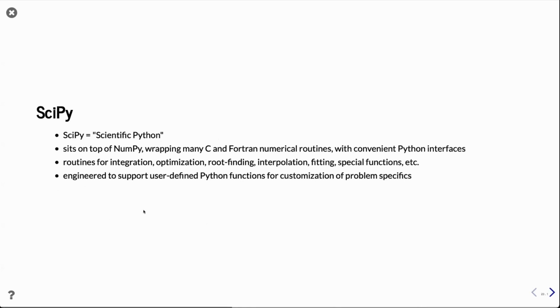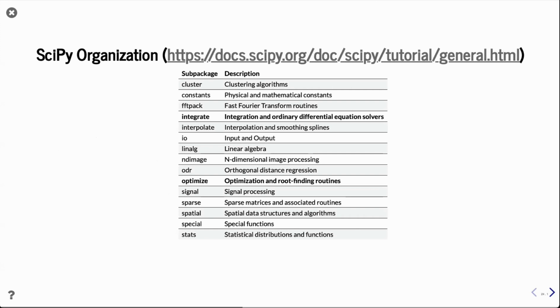on top of NumPy, and it wraps many existing numerical routines that had been written over a number of years, typically in C and Fortran, but that then provide convenient Python interfaces. And this provides routines for a lot of different kinds of operations that we'll look at. There's a common theme in that these are engineered. The functions provided by SciPy are generic, and you can then customize the use of those functions for any particular problem by writing user-defined Python functions that we'll look at.